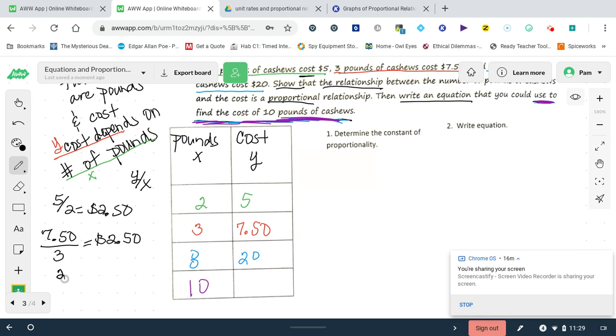The last one, 20 divided by 8. Well, if you take 20 and divide it by 8, you also get 2.5, so make it look like money. Basically, you're looking at $2.50. Okay, so is this proportional? Yes. This is proportional.